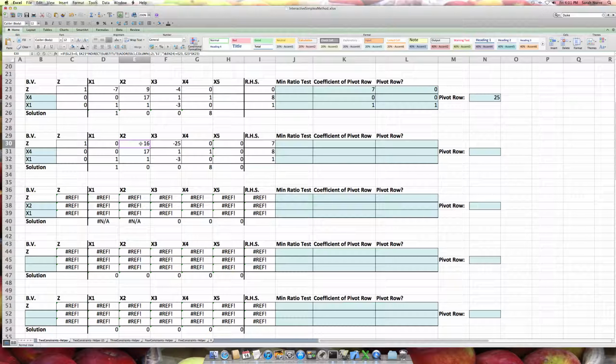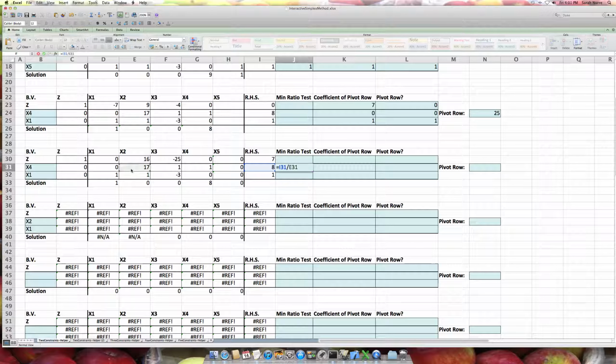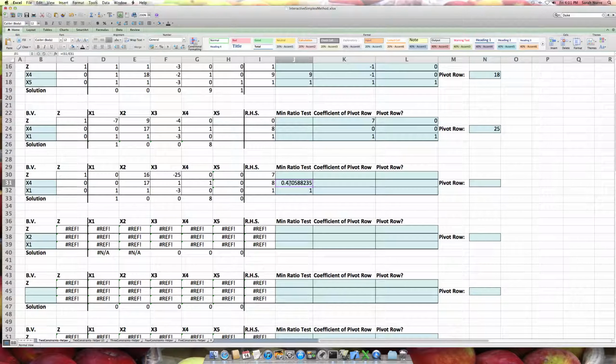I realize I'm in a minimization problem. I'm looking for positive reduced costs. This positive 16 means I can increase x2 and get a lower objective function value. So I'm going to do my min ratio test to decide how far can I increase x2. So I'm taking the right-hand side divided by its coefficient for both of these values. And here I see I get 0.47 and 1. I realize 0.47 is a smaller number, therefore I'm going to take x2 into the basis and x4 out.